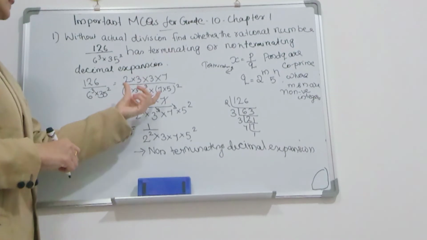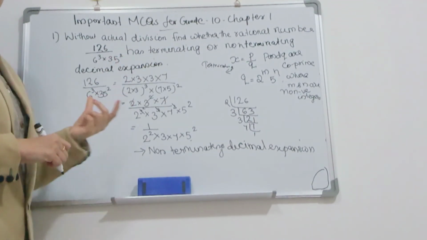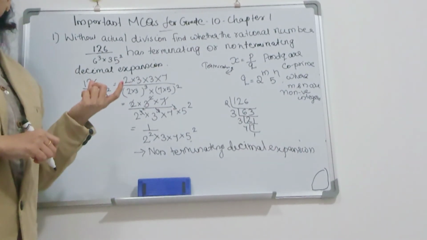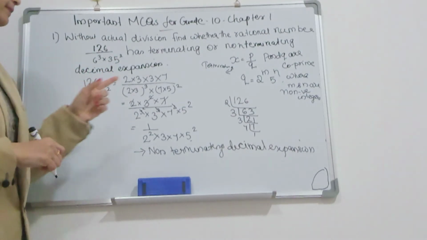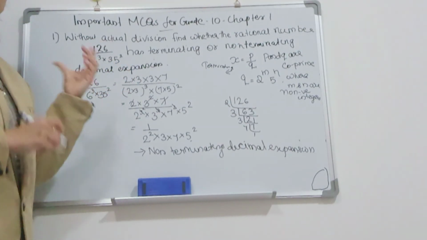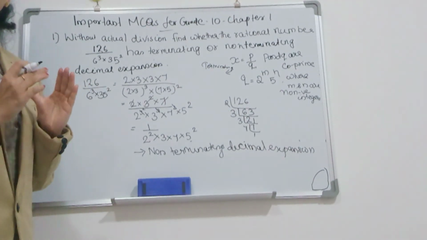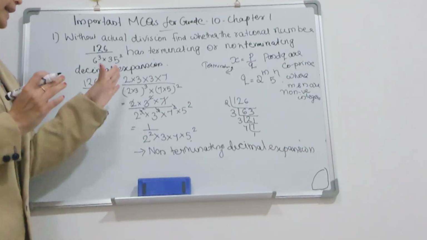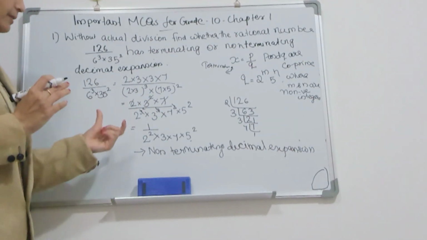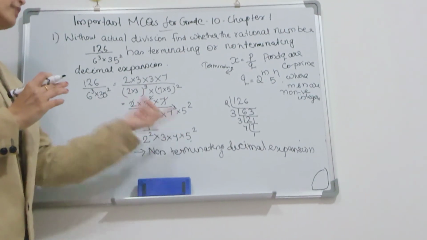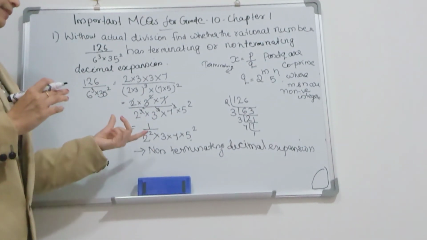So, after simplification: numerator prime number, simplify; numerator composite number, simplify into a product of prime numbers; denominator, product of prime numbers, after simplification. Finally check the denominator, 2 and 5 power, it is terminating, otherwise it is not terminating.